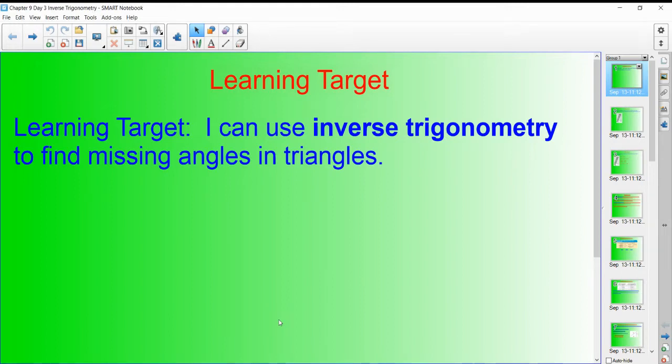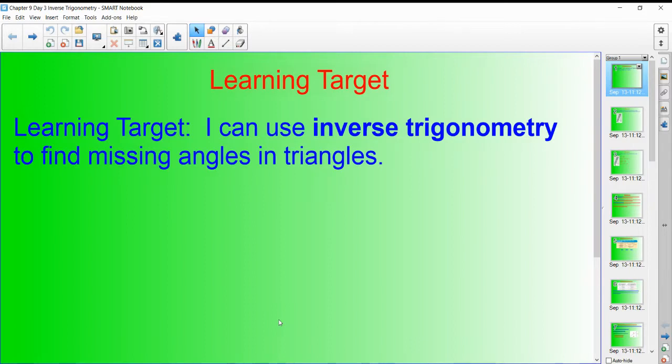Hi, everybody. Today we're going to learn about inverse trigonometry. So in our last lesson, we were able to find a missing side or a sine ratio or a cosine ratio of a triangle. Today we're going to reverse that idea and figure out, if we are given the sides, how do I find a missing angle?